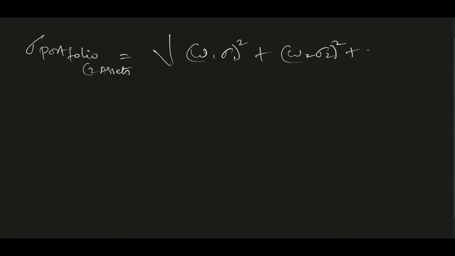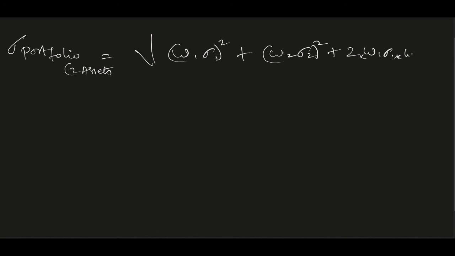Standard deviation of your portfolio, this is for 2 assets. So the formula for standard deviation of your portfolio is equal to root of weight 1 into standard deviation 1 whole square plus weight 2 into standard deviation 2 whole square plus 2 into weight 1 into standard deviation 1 into weight 2 into standard deviation 2 into R. That is correlation. Now why is the formula like this?